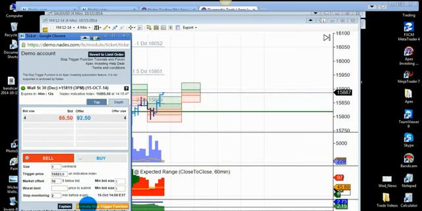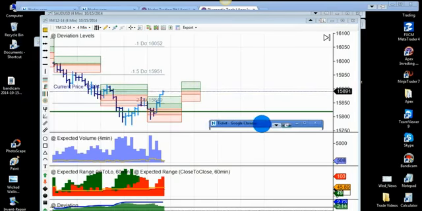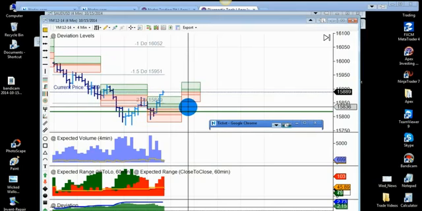823, and activate it, and that's it. Now you have a stop. So you paid 82, gets you out around 50. You got about $32 risk on this trade.